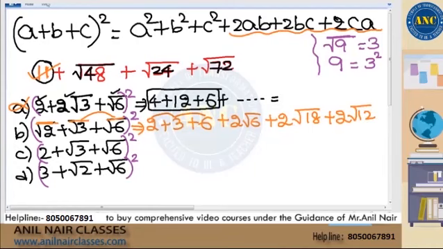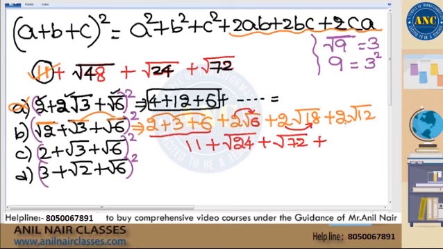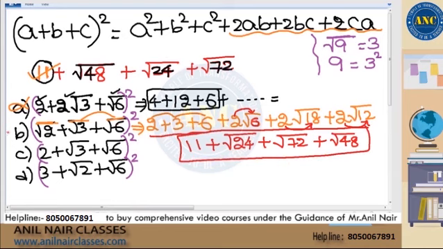Now can I simplify like this, sir? 3 plus 2 plus 6 is 11. If I put this 2 inside, it becomes 4 inside the square root. 6 into 4 is 24. If I put this 2, it becomes 4. 18 into 4 is 72. If I put this 2, it becomes 4 inside. 12 into 4 is 48. This is exactly what my question is given. That means my answer is option B.